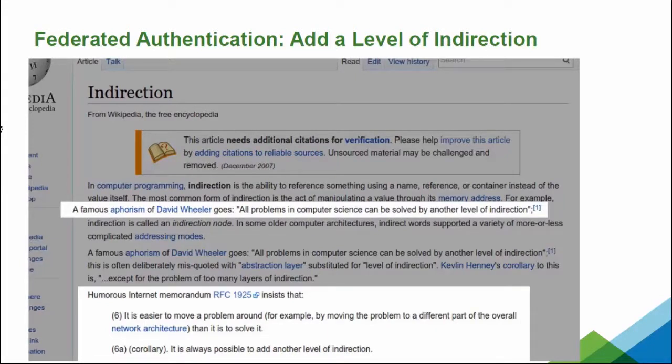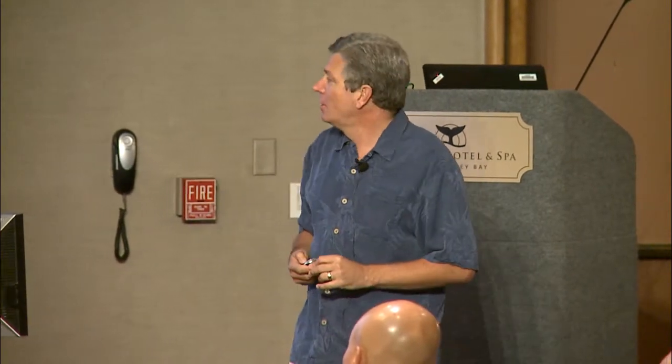This is a page from Wikipedia called Indirection, and the line in the middle that you probably can't read from the back says, a famous aphorism of David Wheeler goes, all problems in computer science can be solved by another level of indirection. So we have a problem with authentication. We should be able to solve it by adding another level of indirection.